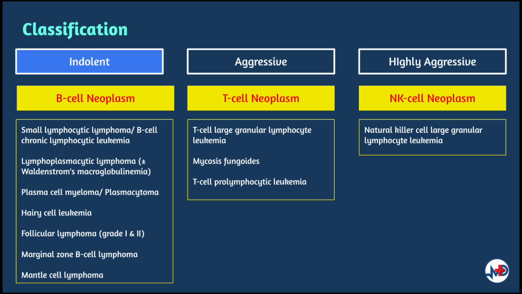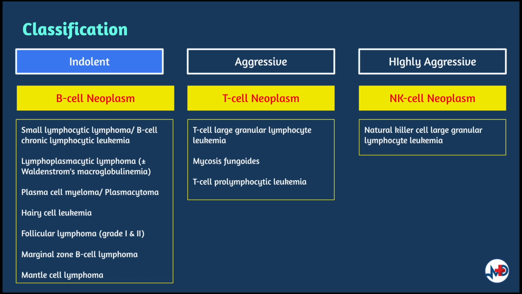Next is marginal zone B-cell lymphomas, which are a group of lymphomas arising from post-germinal center B cells, most common in adults, and it is associated with autoimmune disorders such as Sjogren's syndrome and Hashimoto thyroiditis. There are three types of marginal zone lymphomas, which are extranodal, nodal, and splenic.